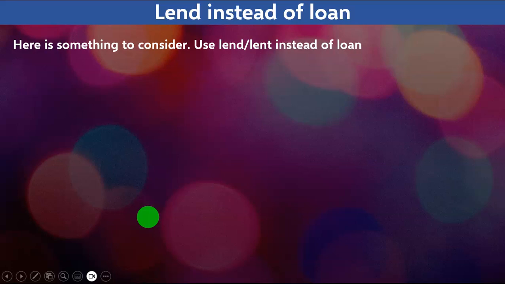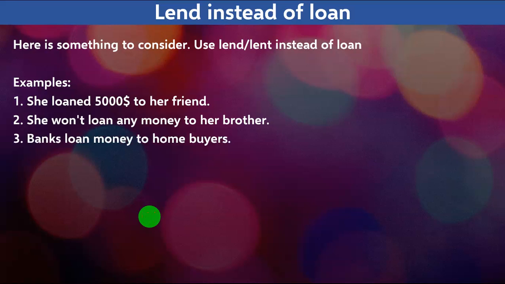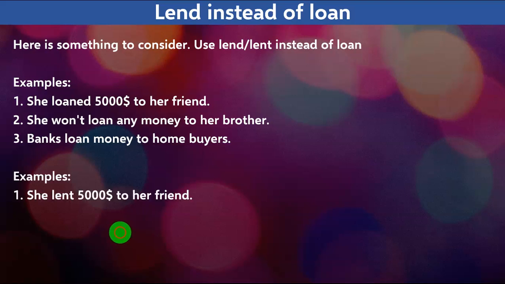Now, here is something to consider. Use lend or lent instead of loan. These were the examples which I told you earlier. She loaned $500 to her friend. She won't loan any money to her brother. And banks loan money to home buyers. Now, in all these three examples, you can change the word loan to lend or lent depending upon the tense. She loaned $500 to her friend becomes: she lent $500 to her friend. So instead of loaned, we are using the word lent, which is the past form of lend, L-E-N-D.